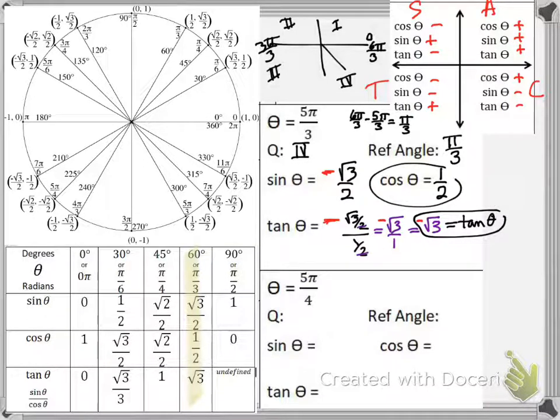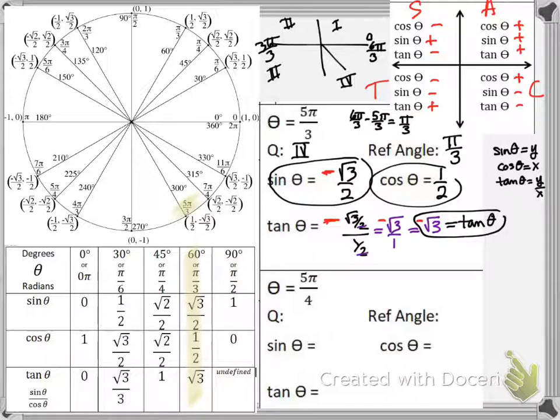This is my cosine. This is my sine. Remember that sine theta is the y value, cosine theta is the x value, tangent theta is the y over x. Now, if I didn't have my little table to work with, I could just go find this thing on the circle and say 5 pi over 3. Looks like we're talking down here somewhere.